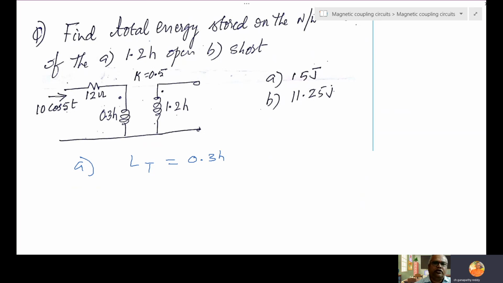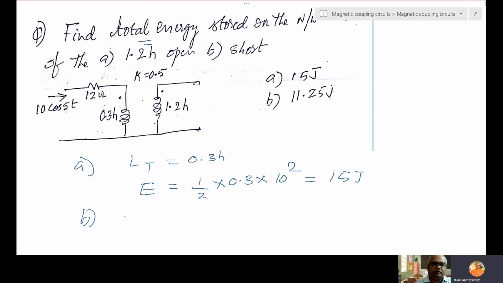It is asking total energy at t equal to 0. Cos 0 is 1, so 10 ampere current is flowing. Energy is half into L equivalent, 0.3, into current squared, 10 squared. Simplify, you will get 15 joules of energy.